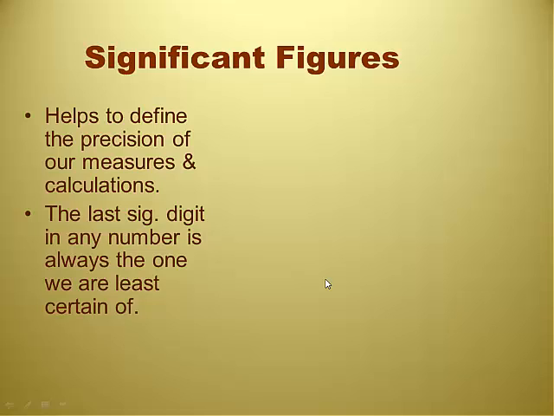The last significant digit in any number is always the one we are least certain of. So it was the last one in red that we just did on those examples. Basically, we were calling that the guess digit. It's the one that we're least certain of. Every other one we're pretty certain of.